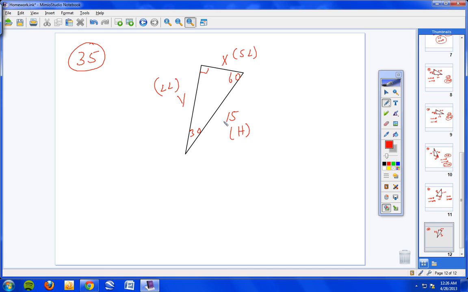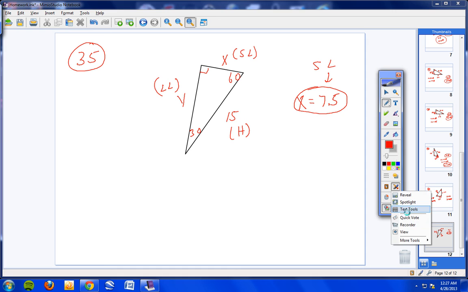So here we go. If you know what the hypotenuse is, you can find the shorter leg just by dividing by 2. Or if you know what the shorter leg is, you can find the hypotenuse so quickly just by multiplying by 2. So I'm going to go ahead and tell you right now, x equals 7.5. That's the shorter leg. The shorter leg, x, equals 7.5.